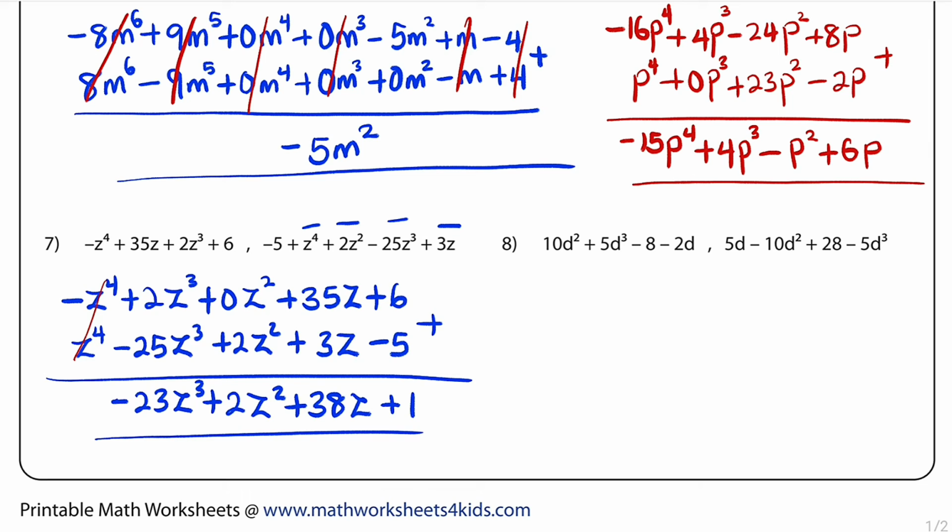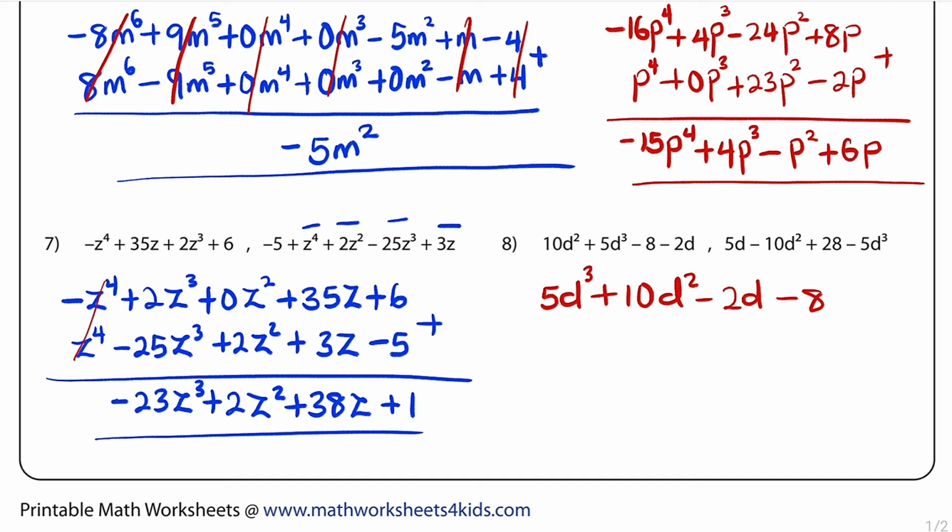Then the last one, both polynomials have degree of 3. So we can start with the first one. It doesn't matter. We have the highest power is d to the power of 3. So we have 5d to the power of 3. Then plus 10 d to the power of 2. Then minus 2d. Then the constant is negative 8.